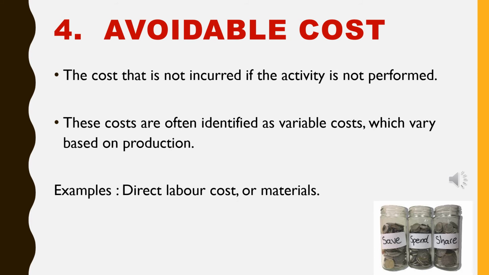Number 4. Avoidable cost. The cost that is not incurred if the activity is not performed. These costs are often identified as variable costs, which vary based on production. For example, direct labor costs or materials.